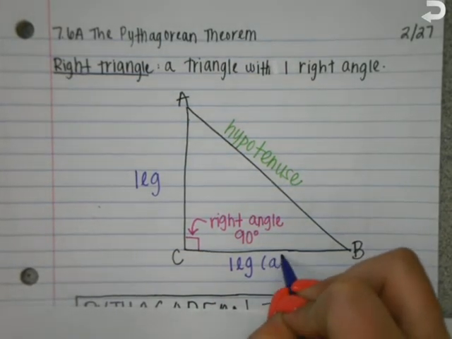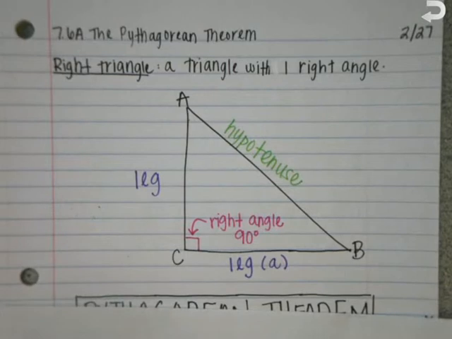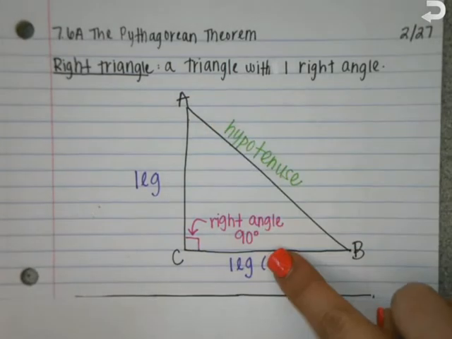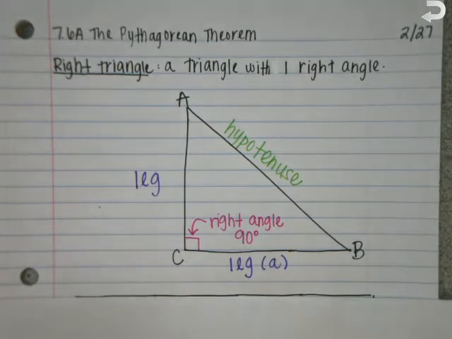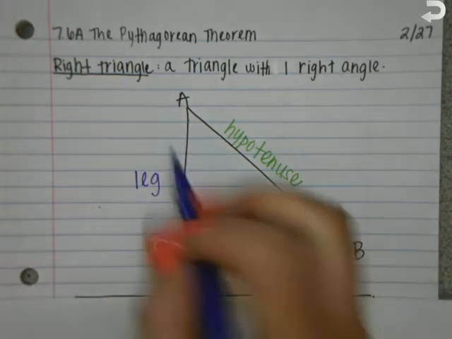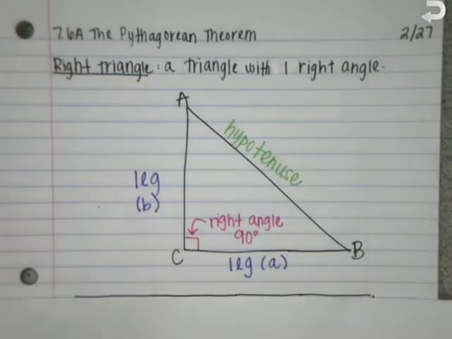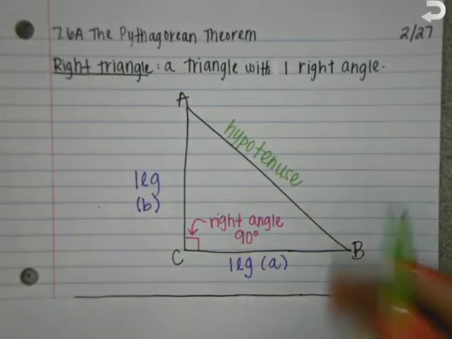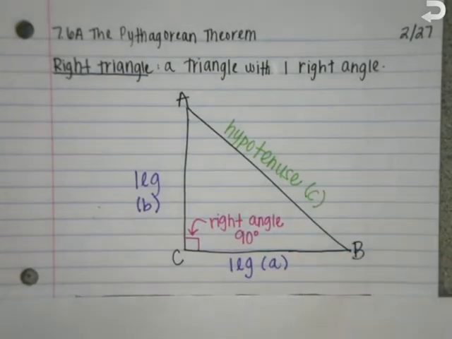So we would call it lowercase a. So we use lower cases to name the sides of triangles, and it's opposite of the angle it's diagonal from. So what would this leg be called? B, lowercase b. The hypotenuse would be called C. How would you write a lowercase c? Just smaller than the big one. Okay? What does this have to do with anything? This is where the Pythagorean theorem comes from.